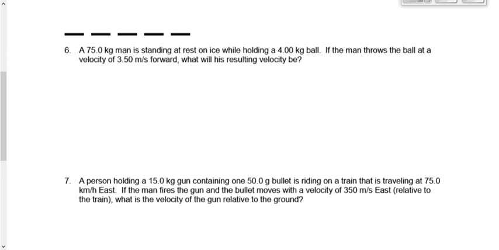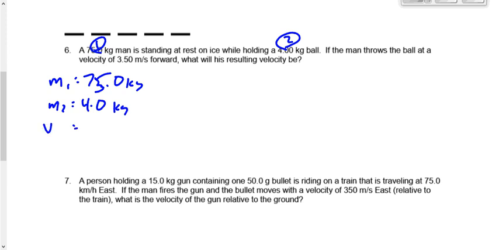Let's number these. Let's make the man number 1, and let's make the ball number 2. M1 is 75.0, and I'm going to make M2 4.0 kilograms. Some velocity is 3.50 meters per second. What would that be? The man throws the ball at 3.5 meters per second. The man throws the ball. Is the ball object 1 or 2? We define it as object 2. So this would be V2 then, right? Is that V2I or V2F? Beginning of the problem or after the event has taken place?